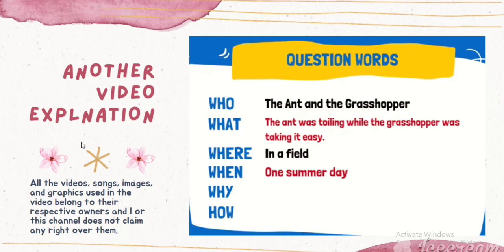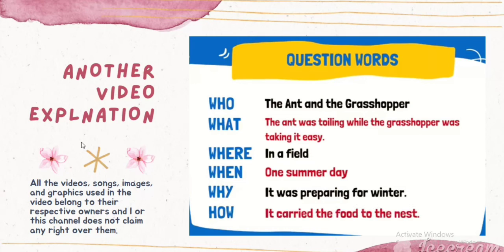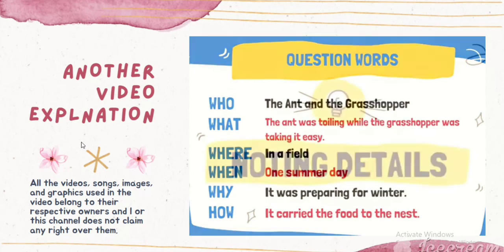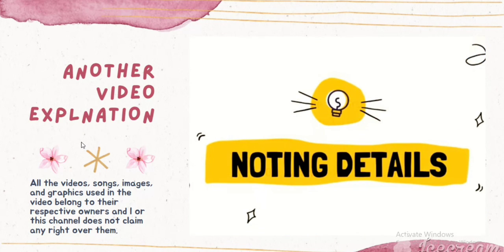Why was the ant toiling? It was preparing for winter. How did the ant prepare for winter? It carried the food to the nest. Those answers are the important details of the story. Ngayong nasagot na natin ang mga ito, ay alam na natin kung tungkol saan ang kwento. Ang tawag sa ginawa natin ay noting details.